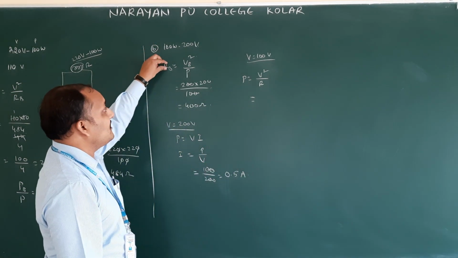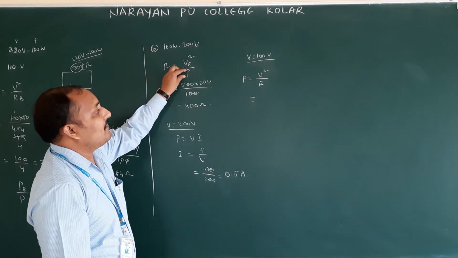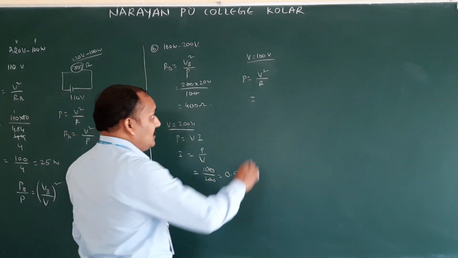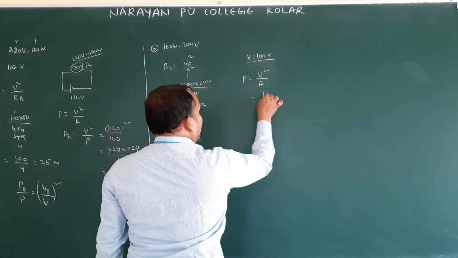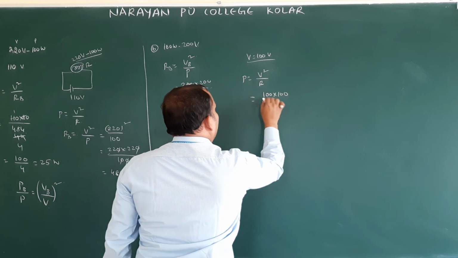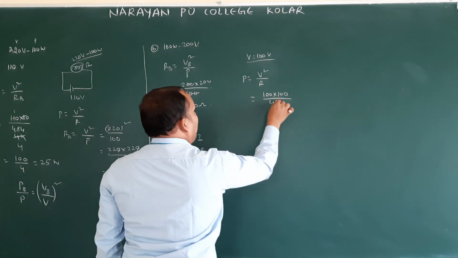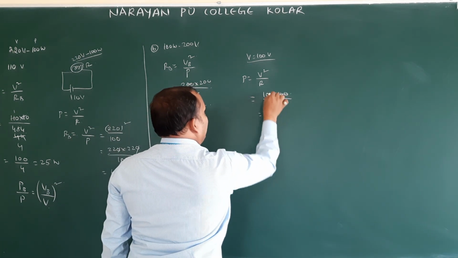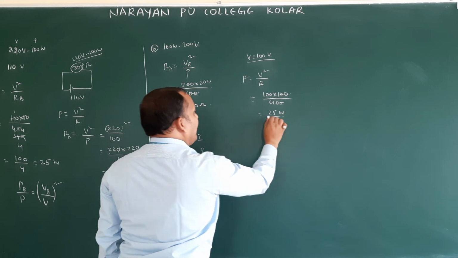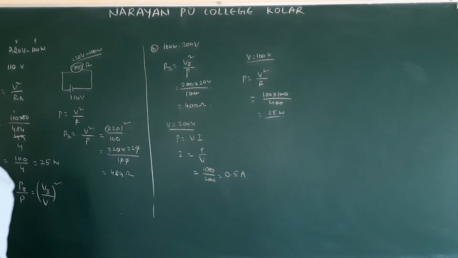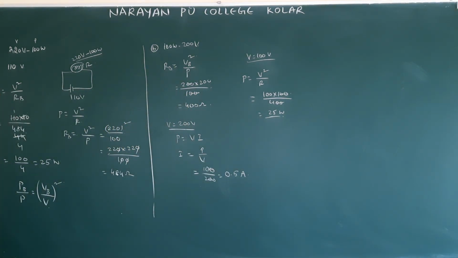So the resistance of the bulb means the voltage of the bulb and the power of the bulb. Now this applied voltage, how much? 100. 100 into 100. Resistance, how much did you get? 400. 100 by 4 means 25 watts. So that is example 23.